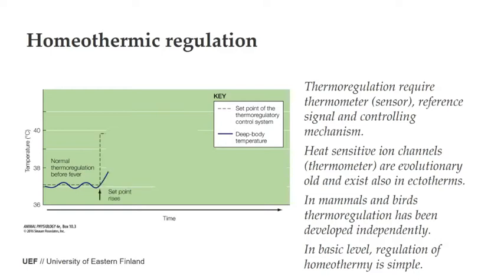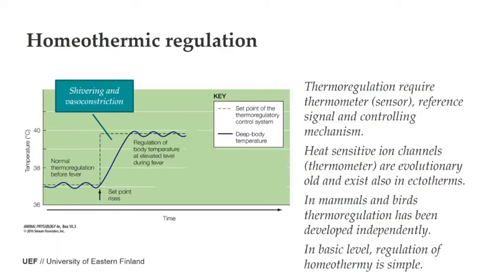But then, if we have a difference in the set point, that causes our muscles to shiver and there are differences in the vasoconstriction. So the diameter of our blood veins and arteries is changed, and that causes either more blood in some part of the body or less blood, and this affects how the body temperature can rise. And then it fluctuates again around the set point.